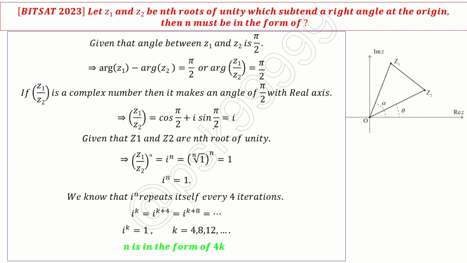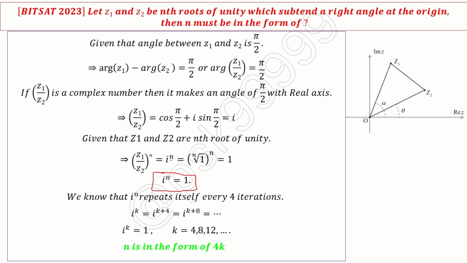Okay, now given that Z1 and Z2 are nth roots of unity, (Z1 by Z2) to the power of n, which is nothing but i to the power of n since Z1 by Z2 is i, equals the nth root of 1 whole to the power of n, which is equal to 1. So i to the power of n equal to 1. This is what we derived, right? Okay. Once you know this, what is the question he is asking?